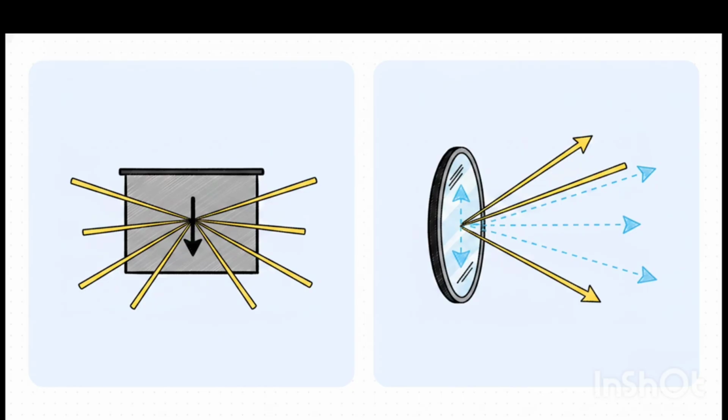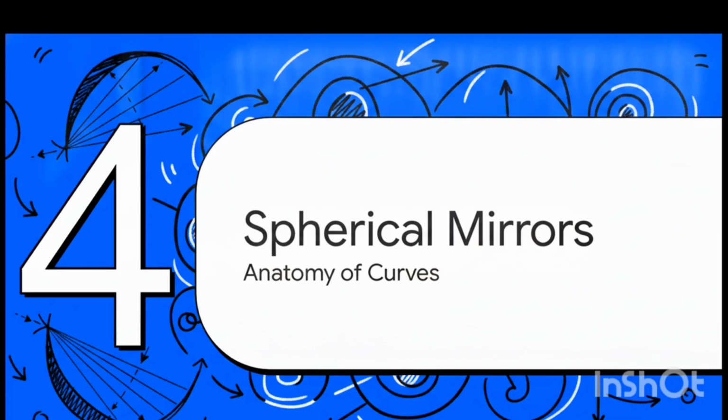A virtual image, on the flip side, happens when rays only appear to diverge. You can't catch this on a screen because it's essentially an optical illusion forming behind the mirror. But it will always be erect or right side up, exactly like what you see every morning in your bathroom mirror.